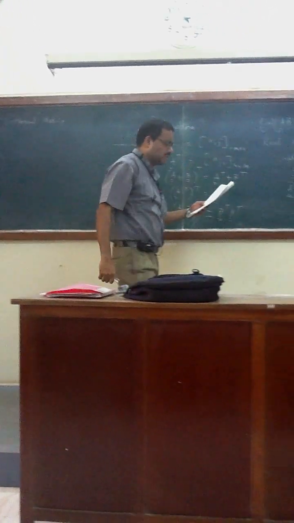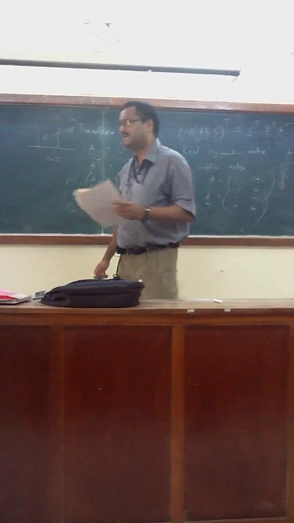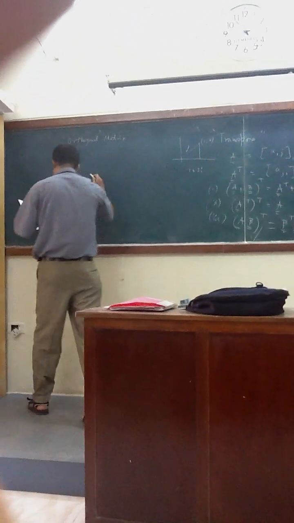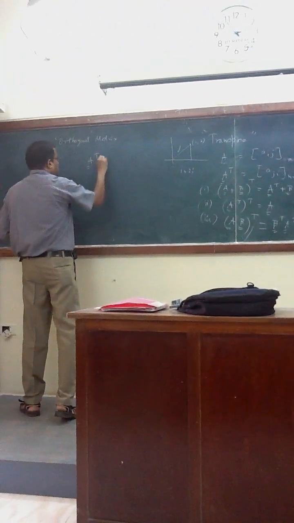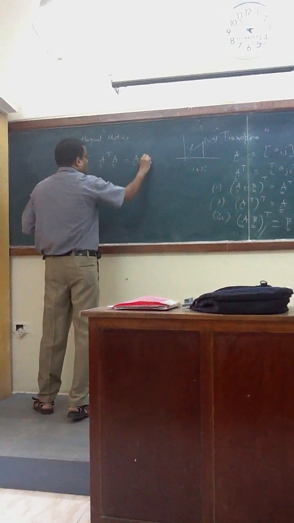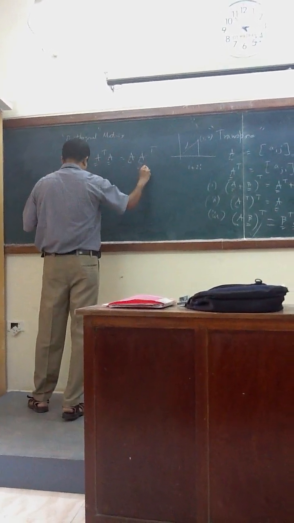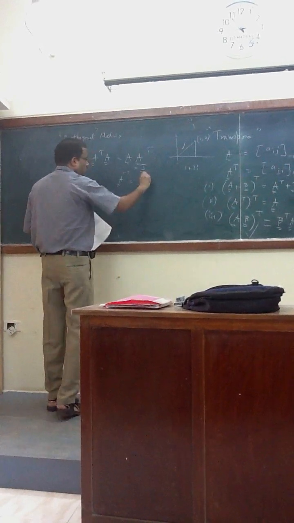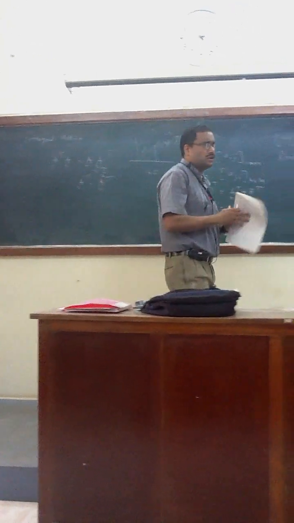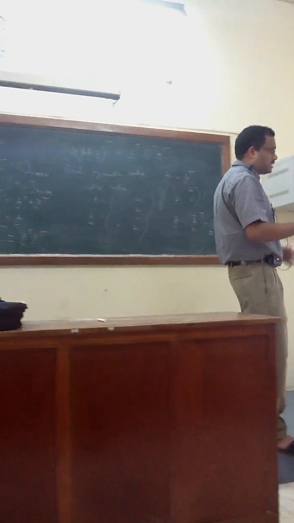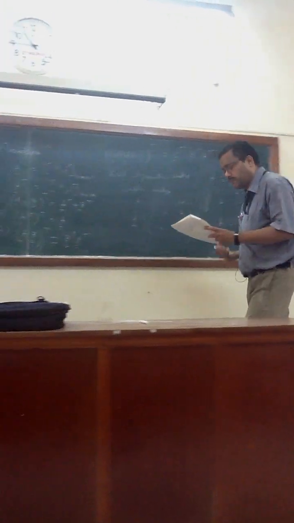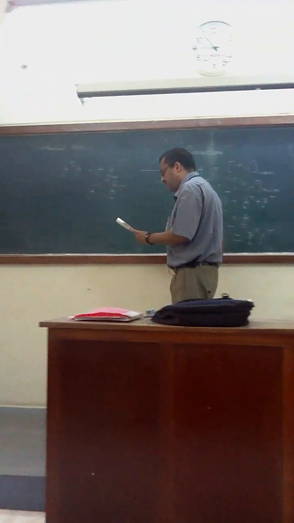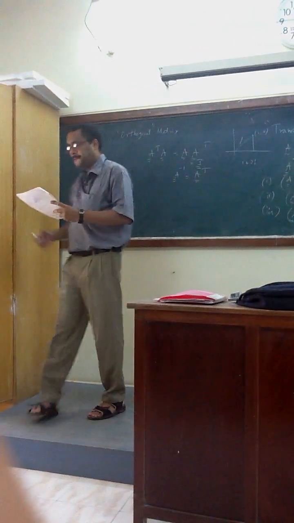What is an orthogonal matrix? A transpose A equals A A transpose equals I, and it is proved that A inverse equals A transpose. You can prove it from here. In that case, the matrix is termed an orthogonal matrix.